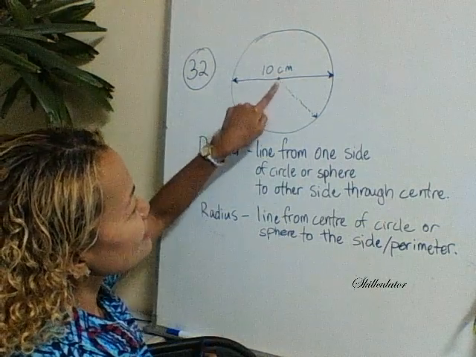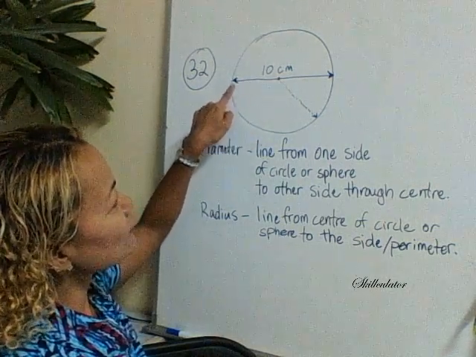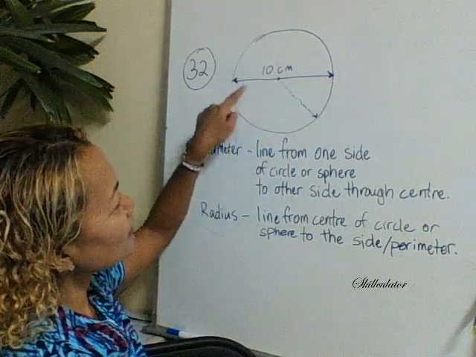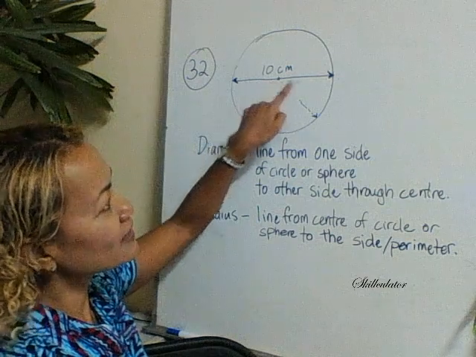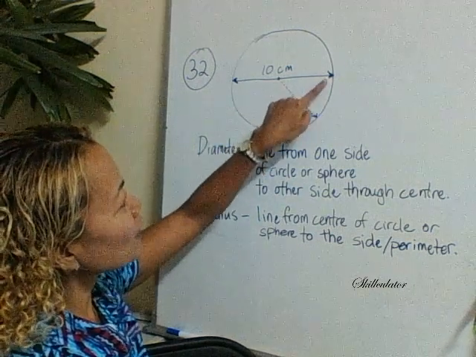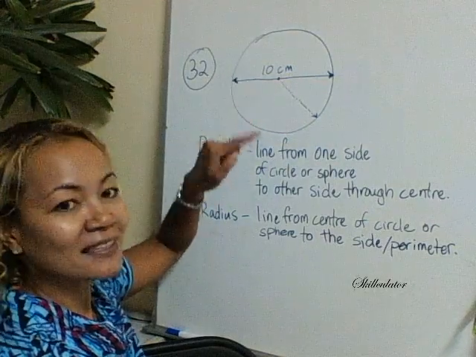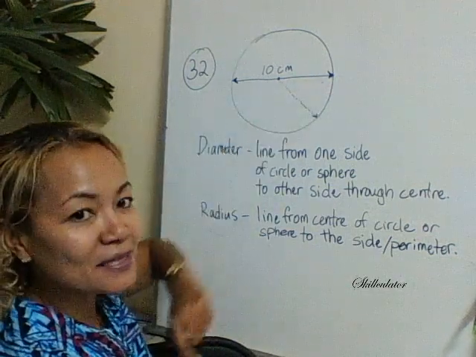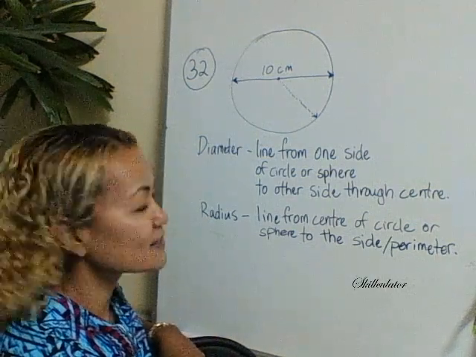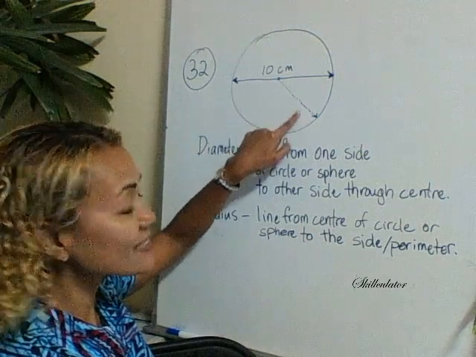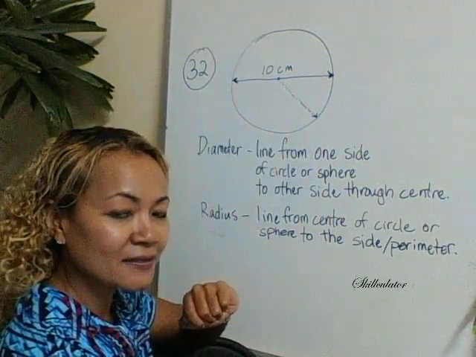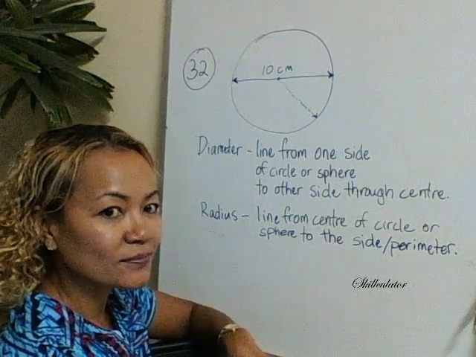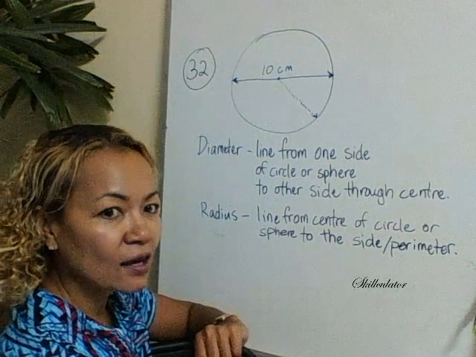Now, one thing you will notice: if the distance from one edge to the center is the same as the distance from the center to the other edge, then that means the radius is half of the diameter. The radius is only one part, but you need another radius on this side to make the length of the diameter. So actually, the diameter, 10 centimeters, is 2 times the radius. In other words, the radius times 2 is the diameter. So whatever length you have for the diameter, you can divide it by 2, because only half of it is the length of the radius.